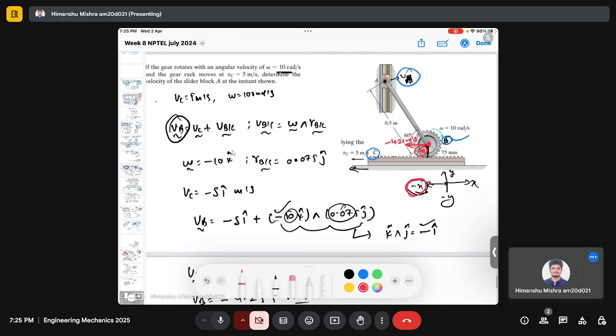Now I can consider another point A and use this same relation between point A and B. So earlier we used this relation between point C and B. Now we can use this relation between point A and B. We know the position vector between A and B, which is 0.5, and this is at 60 degrees. So we can take a component. This component will be x and this component will be y. And the x component will be 0.5 cos 60 and y component will be 0.5 sin 60.